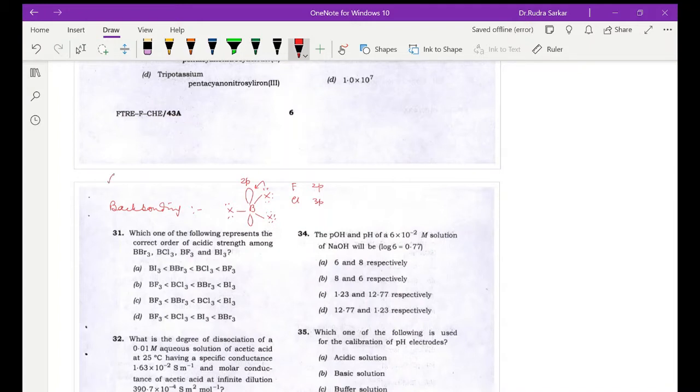So we will say Lewis acidity is basically inversely proportional to back bonding. So it will be less for BF3, more for BCl3, even more for BBr3, and highest for BI3. So answer will be B.